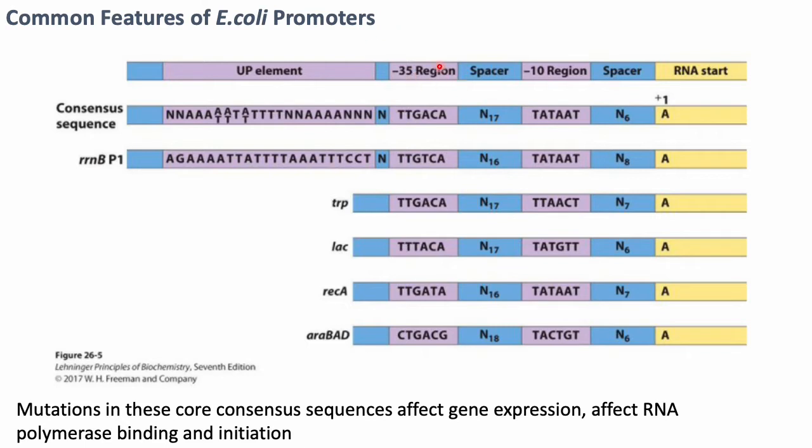Remember the minus 35 site, which consists of TTGACA. We have a spacer sequence, which varies in length between the different promoters. Here it's 17 nucleotides, so it doesn't really code for anything, it's just a gap sequence. And then we have the minus 10 region, which is the TATA box, but it's not always the same in each of these promoters. So we get different types of promoters, like the TRP or LAC promoter. Mutations in these core consensus sequences actually affect gene expression. They affect the RNA polymerase binding and initiation, and these sequences are always upstream of the RNA start site.